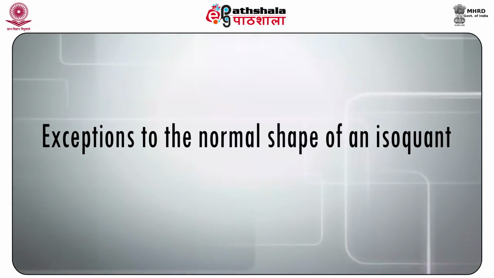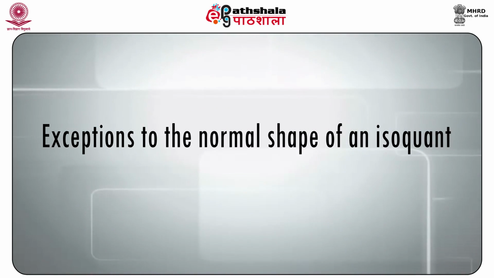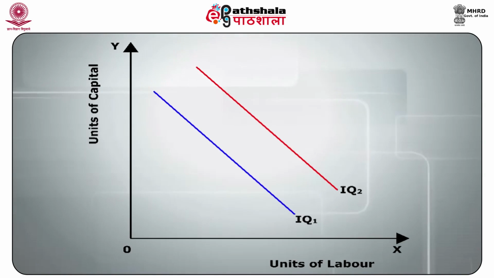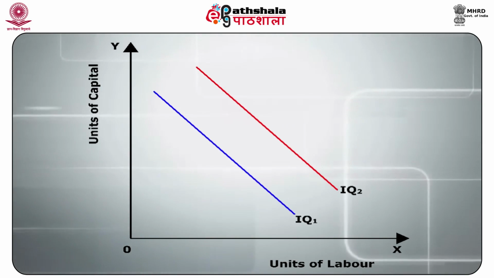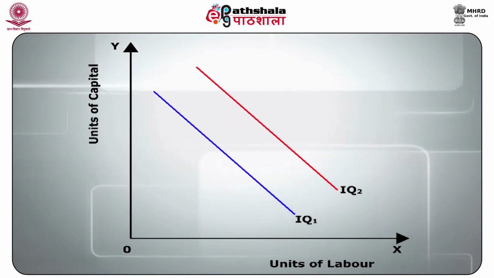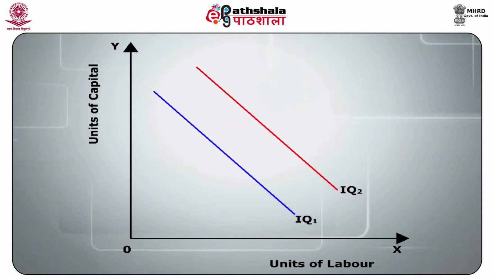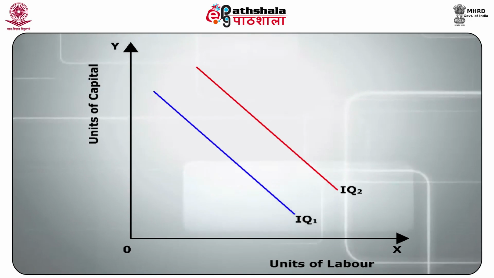Fifth, exceptions to the normal shape of an isoquant. A. Linear isoquant. When the two factors are perfect substitutes for each other, then isoquants are straight lines with negative slope. Marginal rate of technical substitution between two perfect substitutes remains constant. That is, for every addition in one factor, an equal amount of the other factor is sacrificed.